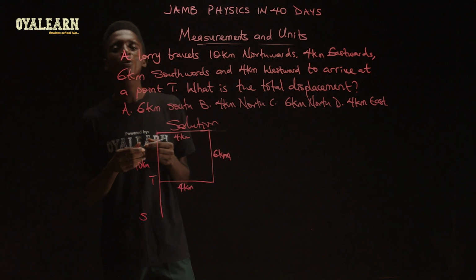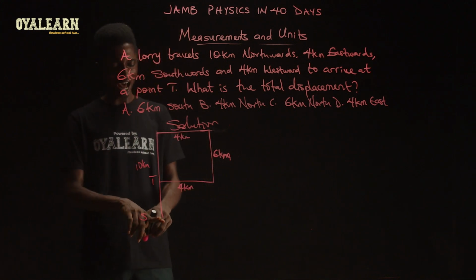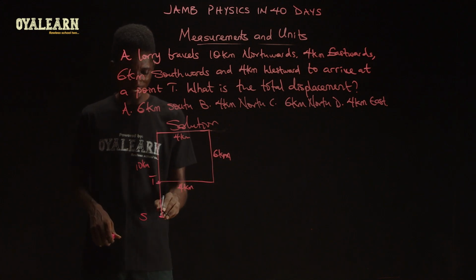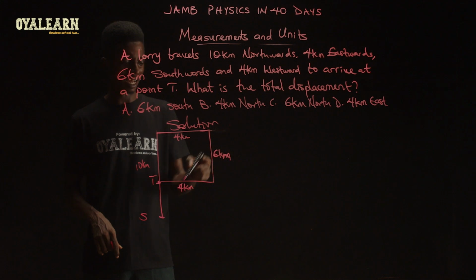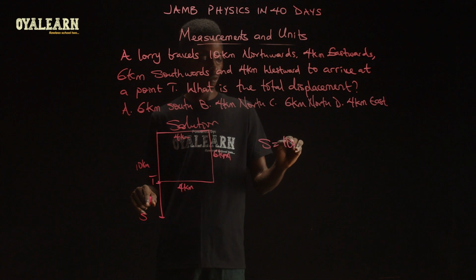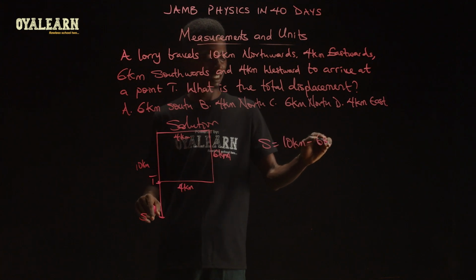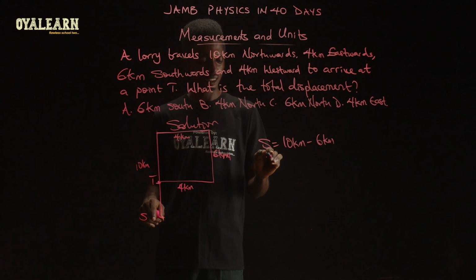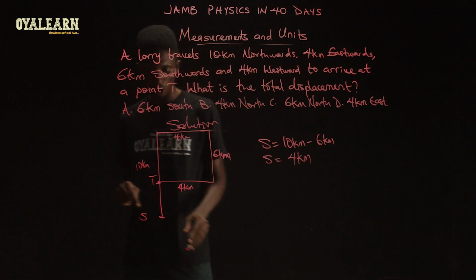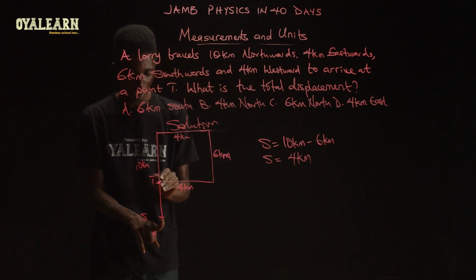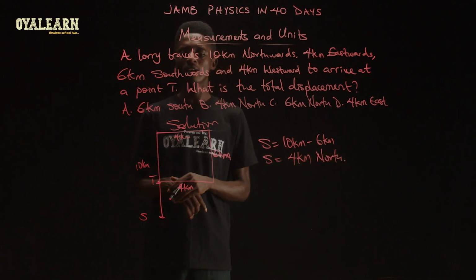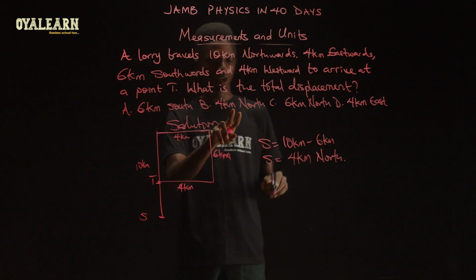But displacement is only going to consider start to finish. So meaning its total displacement is just this length here that we have here. Now if all of this is 10 and this is 6, that is its displacement S would therefore be 10 kilometers minus 6 kilometers. And we see that displacement here is 4 kilometers. Now the direction is from this start point towards the north. So it's going to be going north, 4 kilometers north. The correct option would therefore be option B.